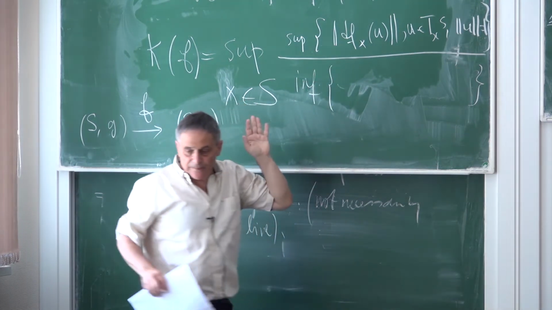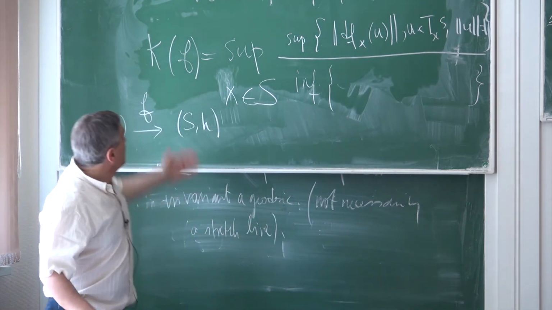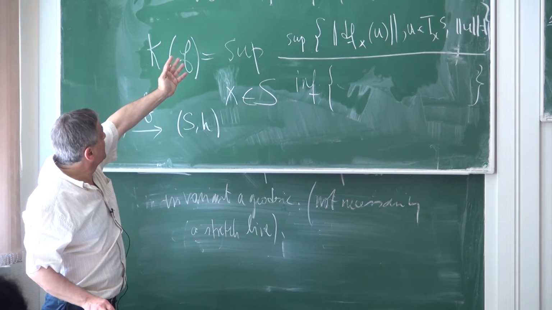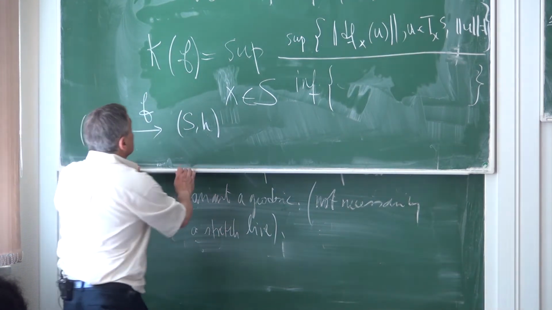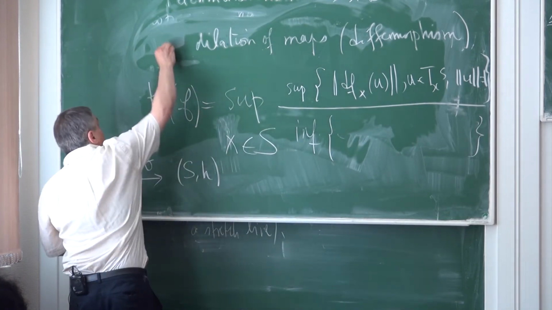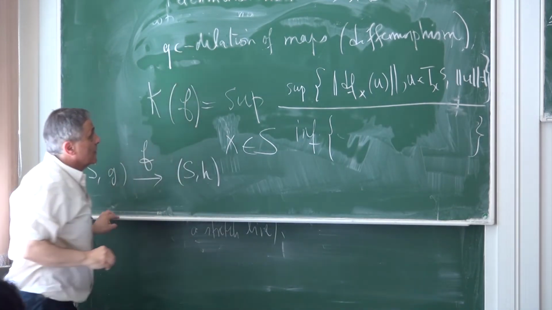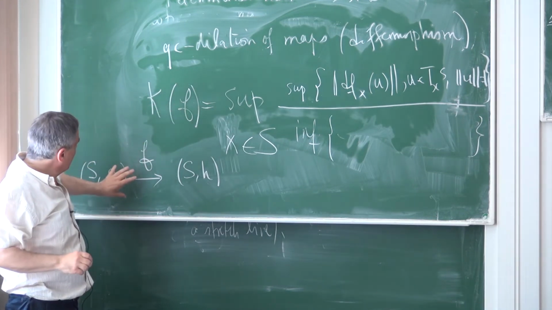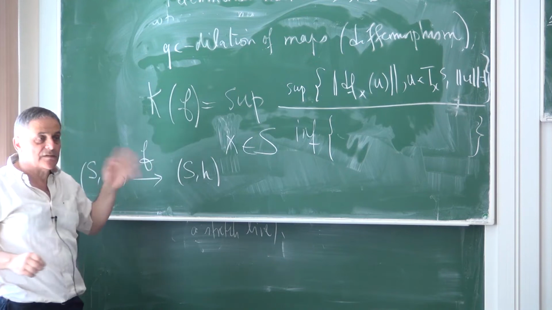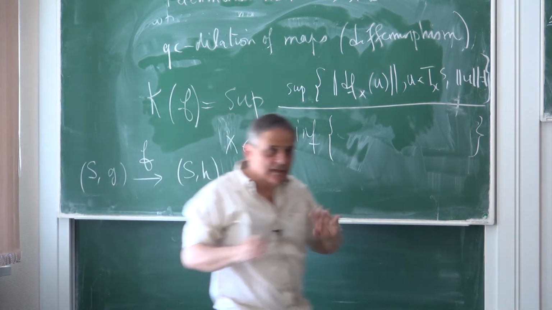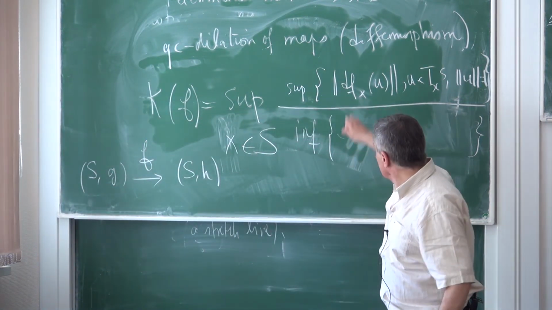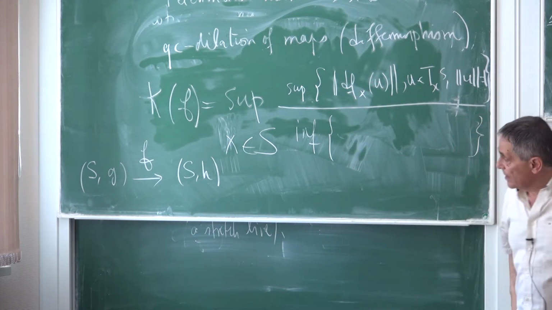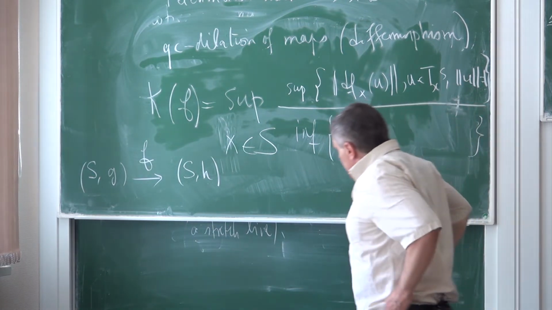You see, to define, in principle, the dilatation of maps, let's call it quasi-conformal dilatation in order not to confuse it with the Lipschitz dilatation. In principle, f is a map between two conformal structures. I don't need any metric here. I don't need to talk about norms and so on. It's only conformal geometry.